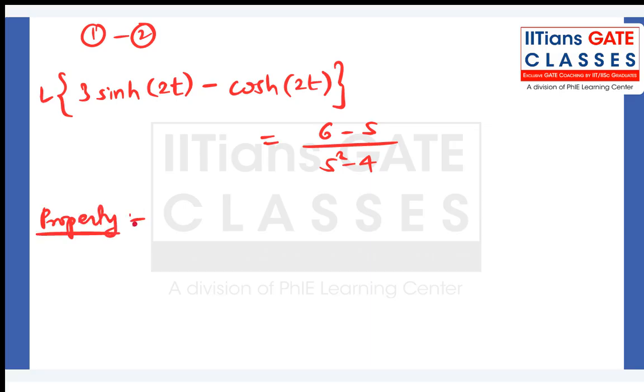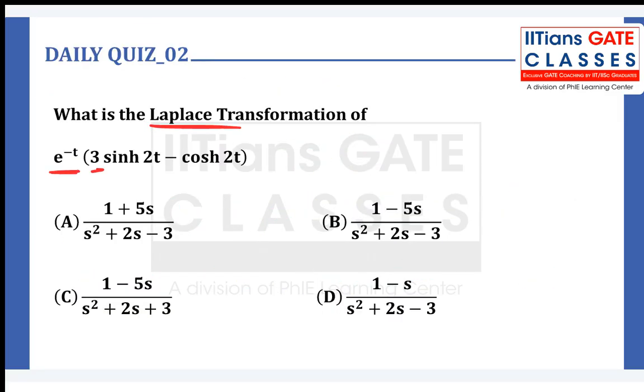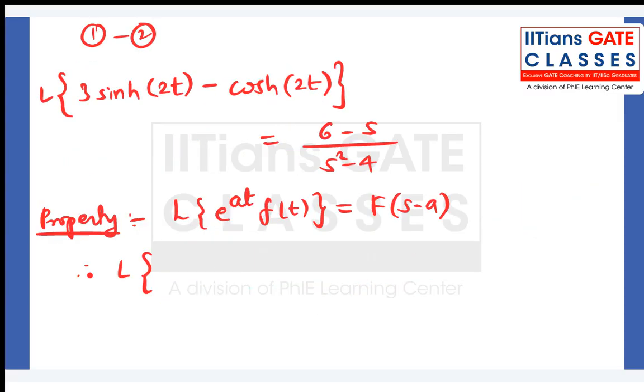So if you are multiplying by exponential power at to a f of t function, its Laplace gets shifted by that much distance to the left. Okay, so capital F is Laplace transform for small f. Okay, so therefore when you write in this question, they are multiplying by e to the power minus t. So basically this small a is nothing but minus 1. Okay, so it is e to the power minus t into f of t.